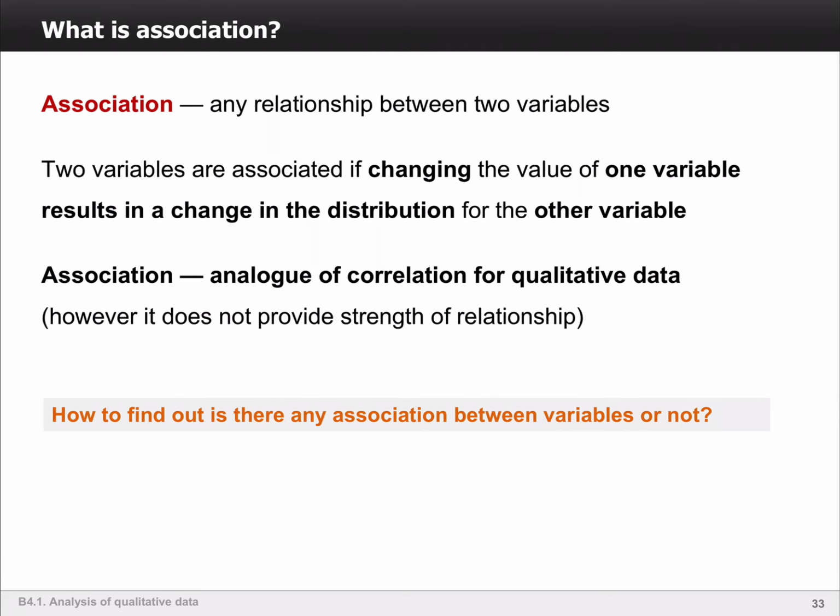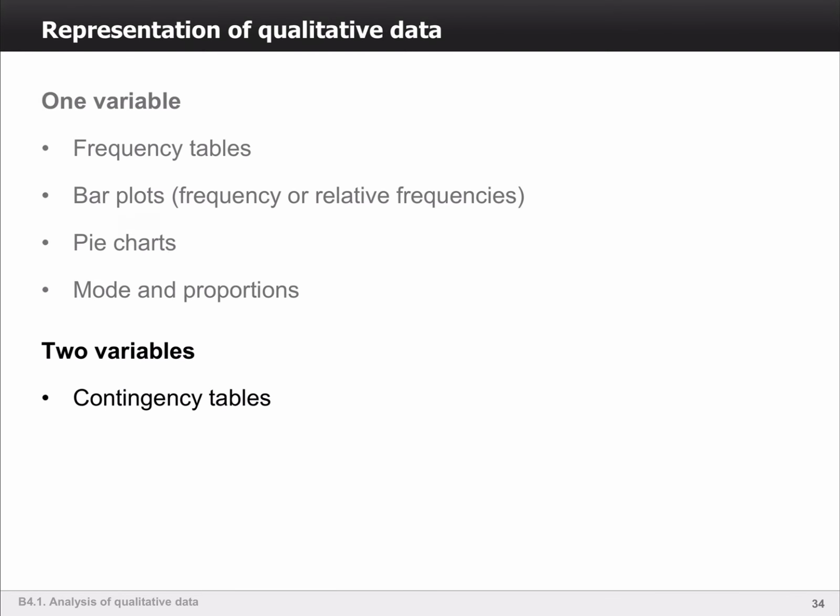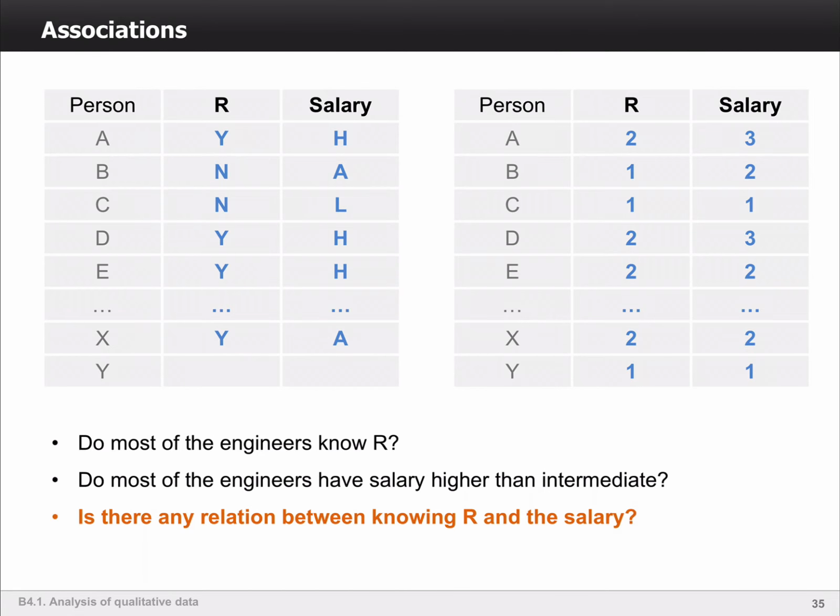So how do we find the association? First of all, we need to learn how to represent qualitative data if we have two variables and would like to know any association between them. In this case, we will use a contingency table. The idea is the following: take every separate level of one variable, and then calculate proportions for the second variable. For each level in the knowledge of R variable, we calculate the proportions for the salary, or we can do it vice versa. These proportions are also called observed frequencies. Let's learn how to calculate them.